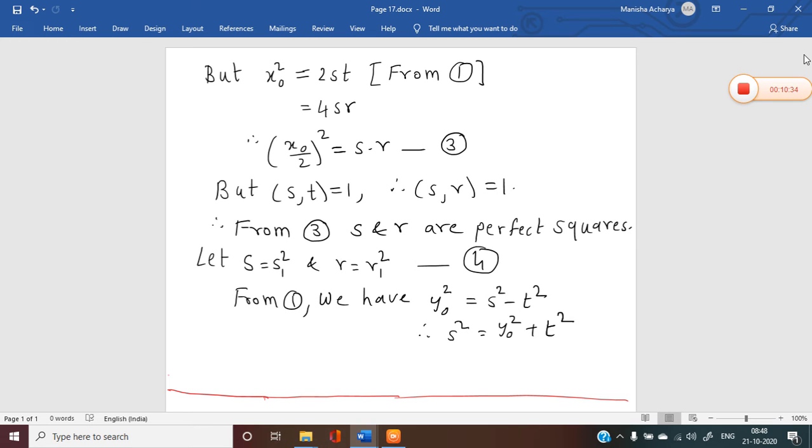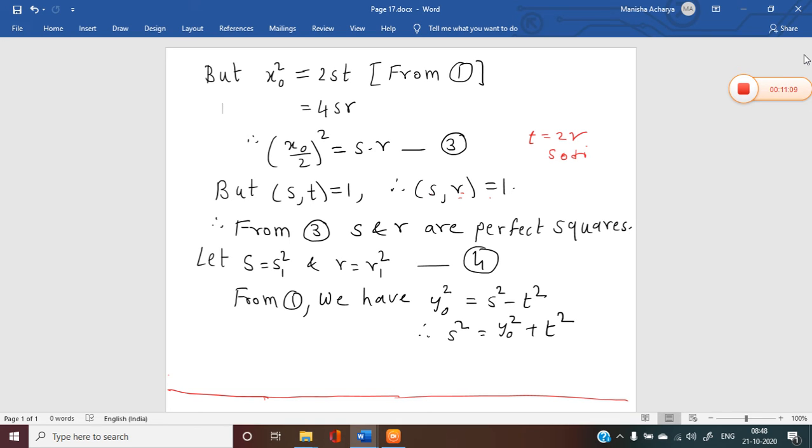But what do we know about s and t? s and t are relatively prime, and we have over here t equal to 2r and s is also odd. So s is odd, t is equal to 2r, and s and t are relatively prime. Therefore, obviously, s and r are also relatively prime. So s and r are relatively prime, but their product is equal to a perfect square, and therefore each one of s and r must be a perfect square. So here we say let s equal to s1 square and r equal to r1 square.